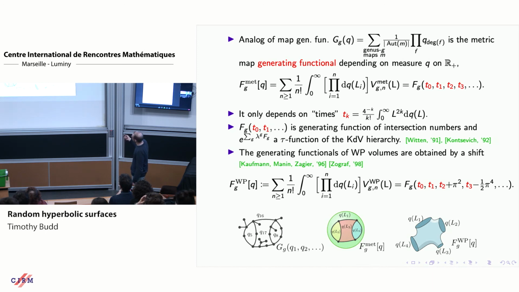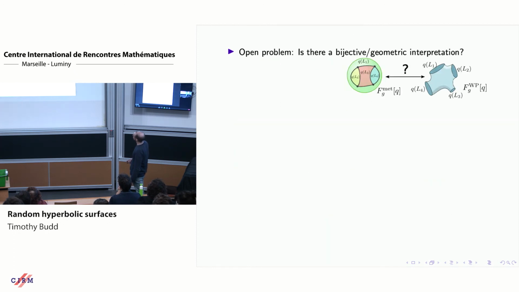So these functions, for any genus, you can make them very explicit. There are very explicit formulas for them. So that means that also for Weil-Petersson volumes, there are very explicit expressions that one can get for these generating functions. But one can really ask the question, what is the interpretation of this relation at the geometric side of things? Let me phrase this as an open problem. Is there a bijective, or at least a geometric interpretation of the relation between the generating functions on both sides?